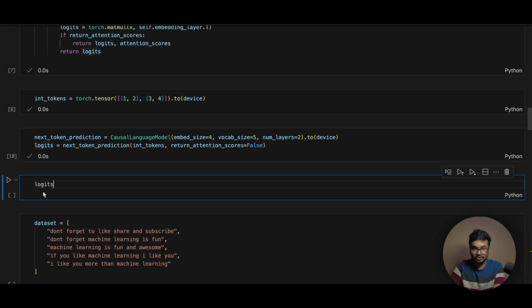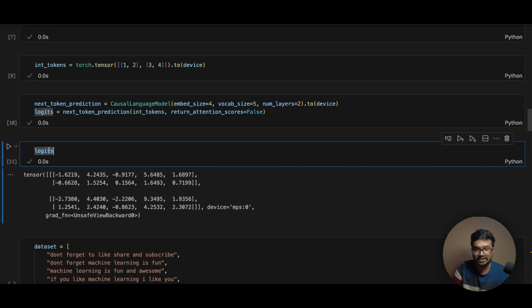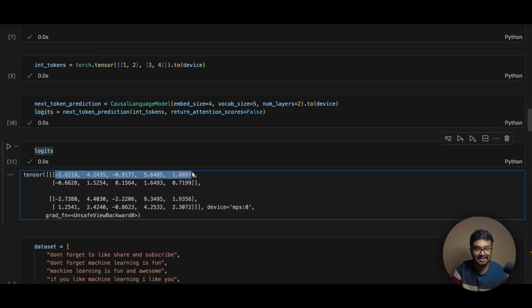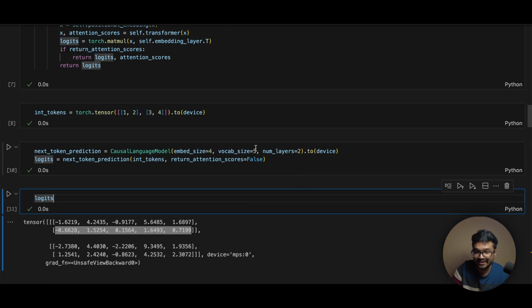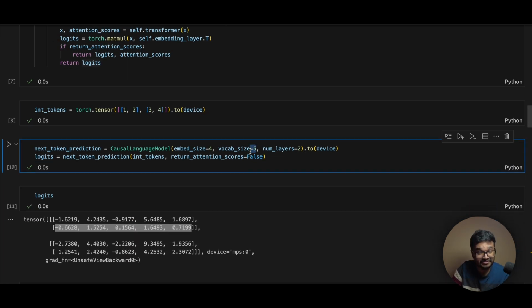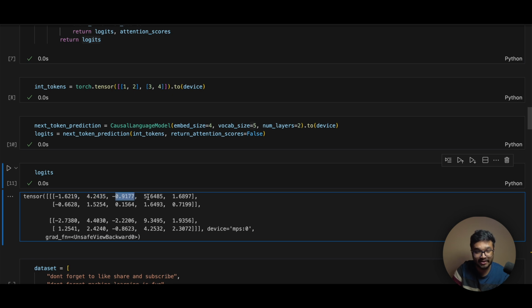Okay, so it definitely works, and if you see what the output is, it's basically these unnormalized values for each word in the vocabulary. So here I had defined the vocabulary size as 5, so that's why you have these 5 values, which are unnormalized logits. And if we do a softmax on this, we'll find the probability of each word that the network currently predicts.